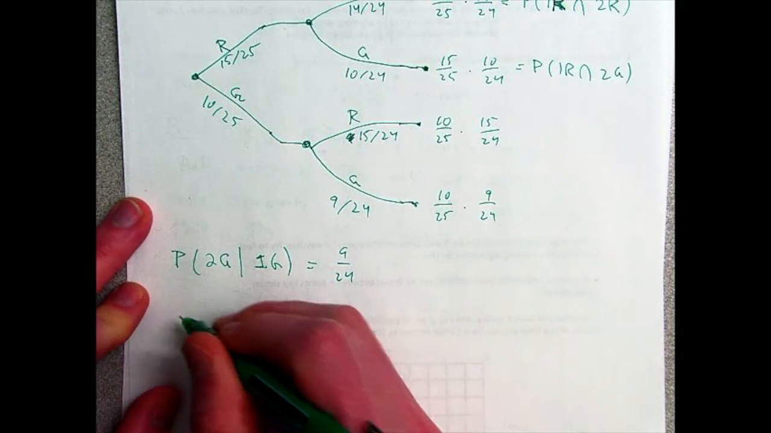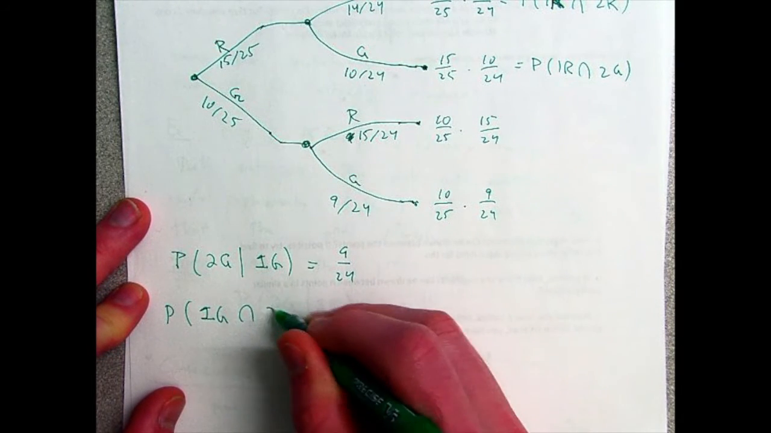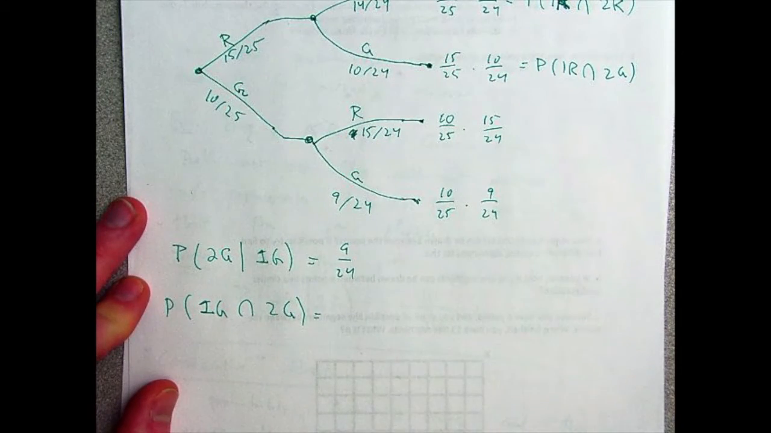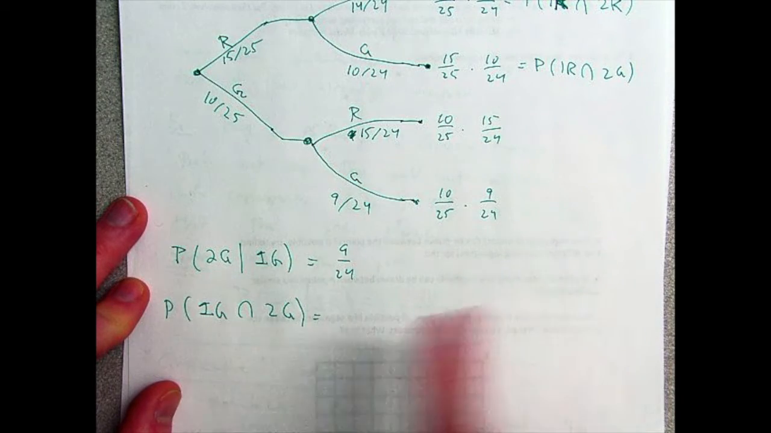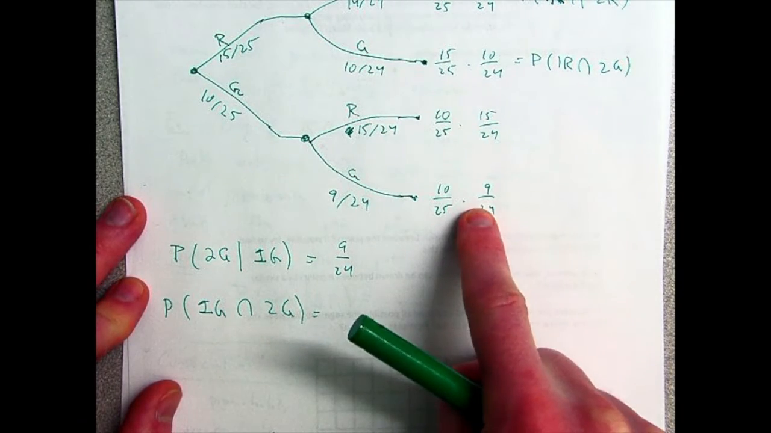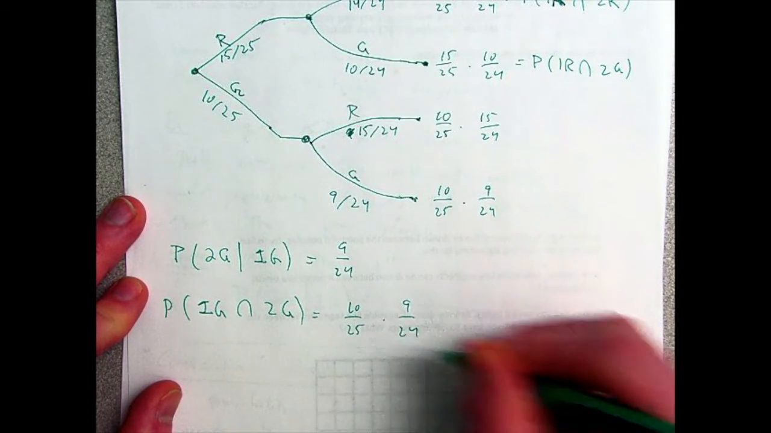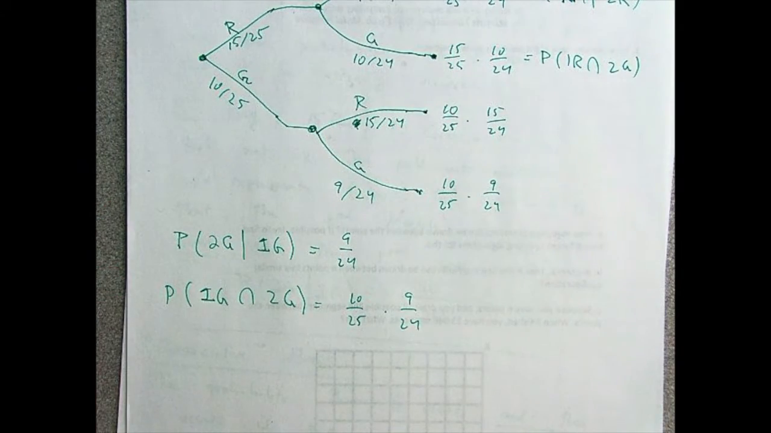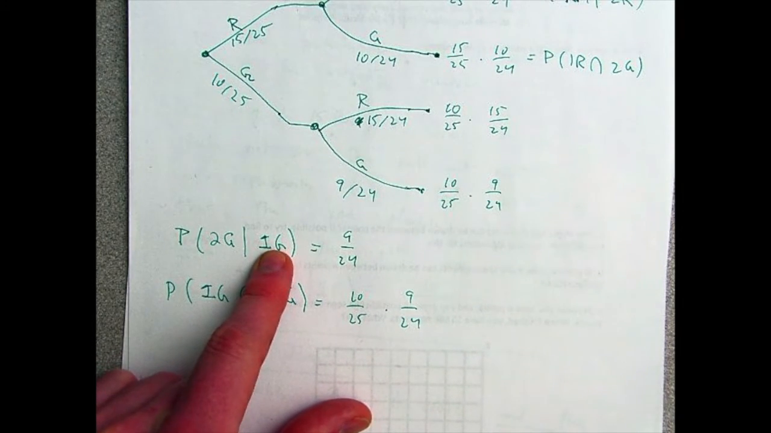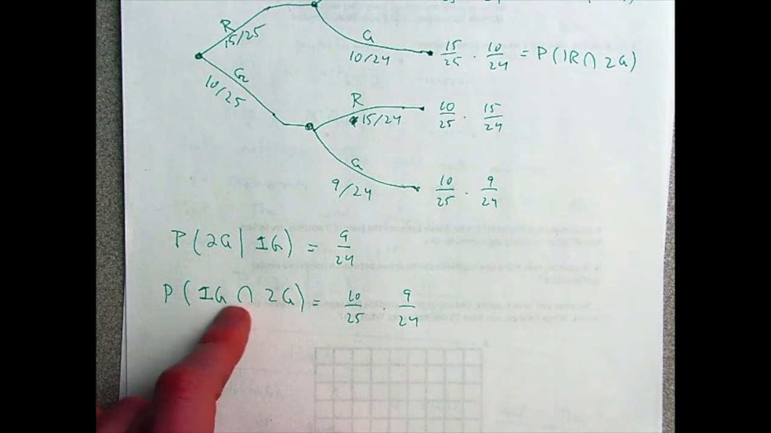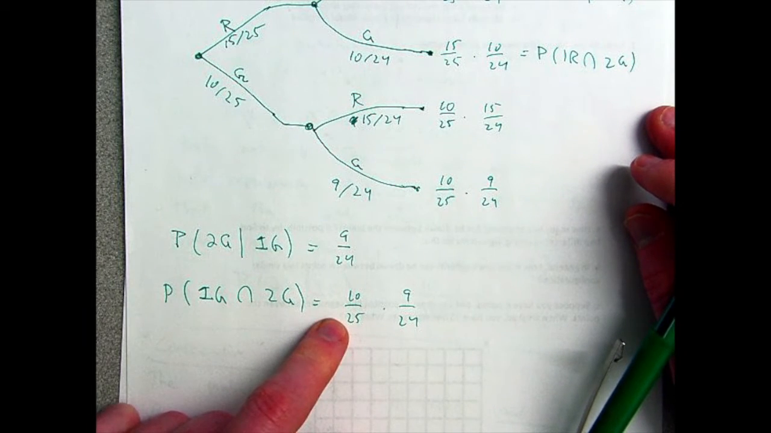On the other hand, I could ask, what's the probability that the first marble is green and the second marble is green? That's the probability that the first marble is green, and then after that, the second marble is also green. That's a different thing. That's going to be this guy right here, 10 out of 25 times 9 out of 24. The difference between these two things is, in this one, we're assuming that the first marble is green. We're sort of taking it for granted. Here, we're not assuming that, so the probability that the first marble is green actually comes into play.